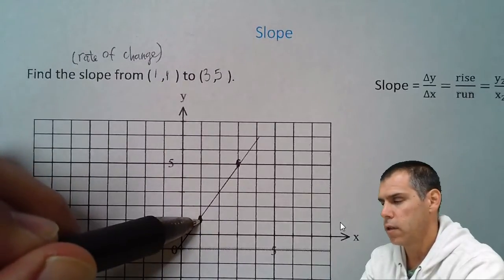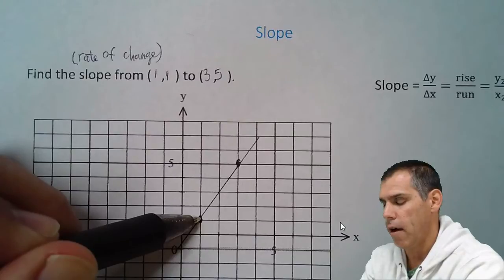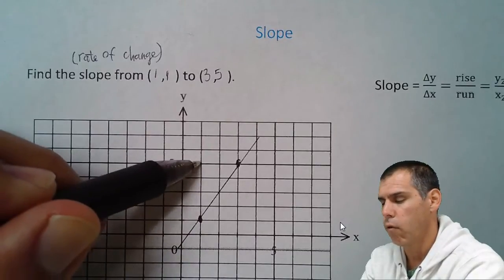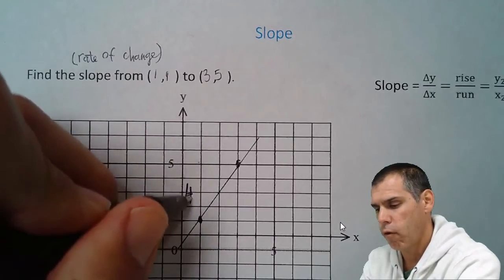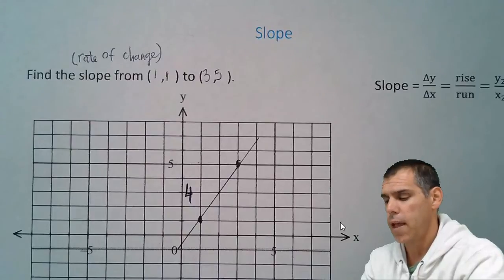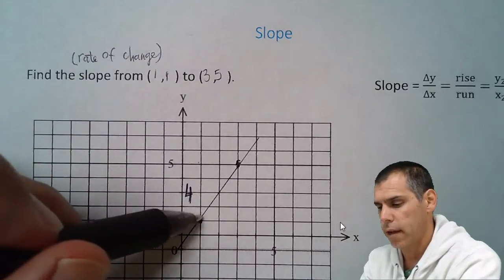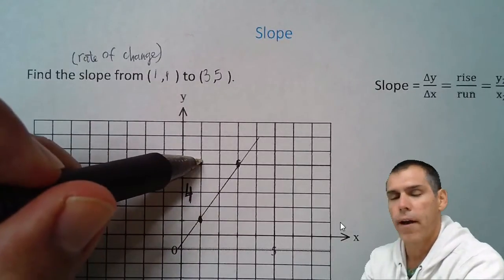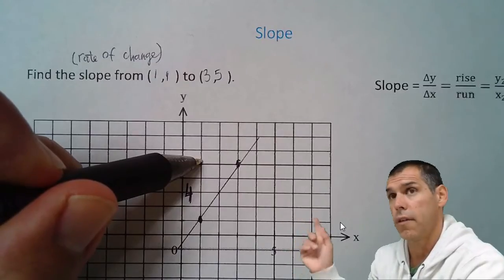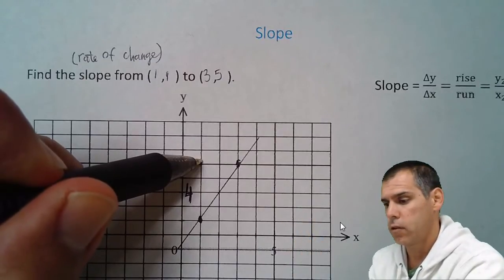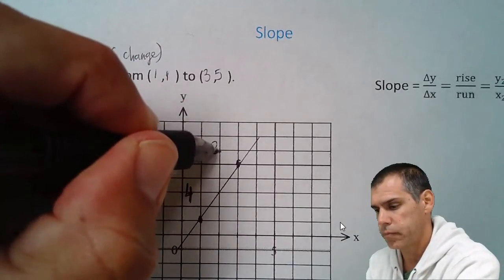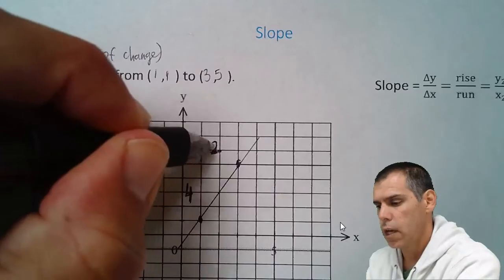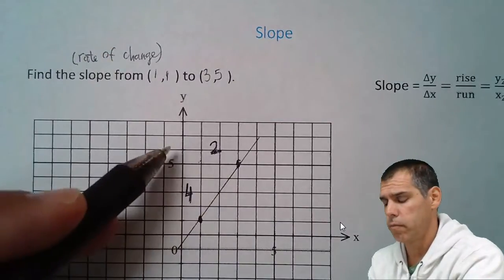The rise is going to be from here to here, going straight up. So I count, that's 0 right now. I haven't moved at all. And going up 1, 2, 3, 4. So the rise is 4. I'll put a big 4 here. Now the run is going to be how far I go straight to the other dot horizontally. So that's to the right, 1, 2. The run is 2. So the rise is 4 and the run is 2.